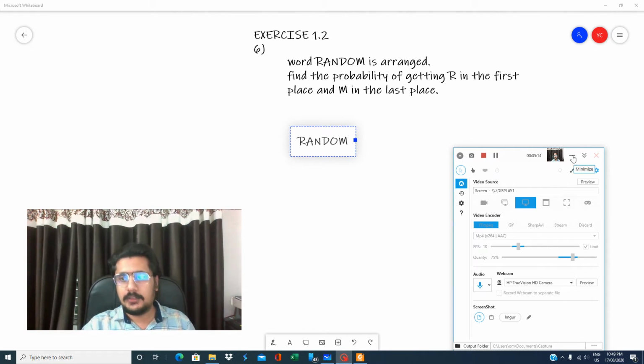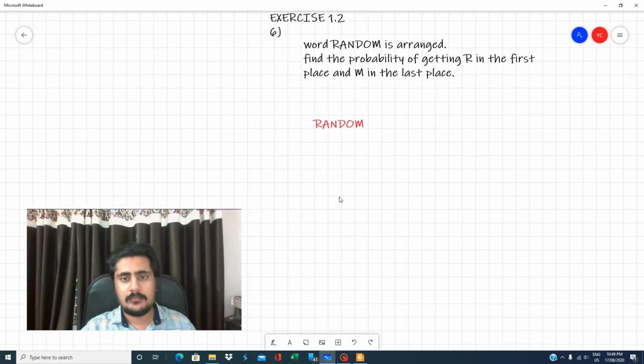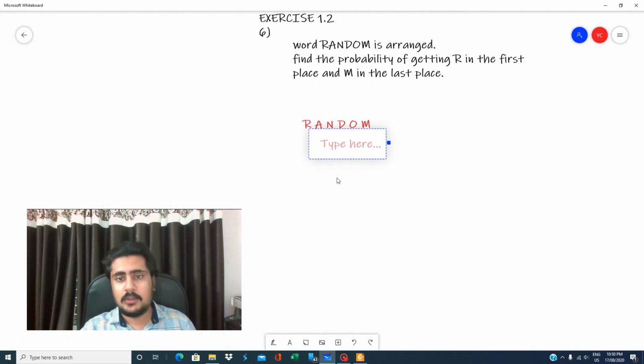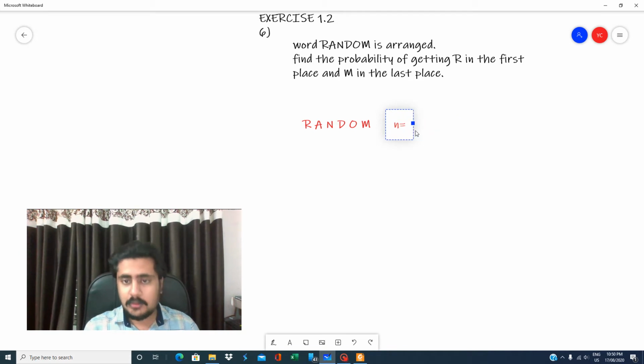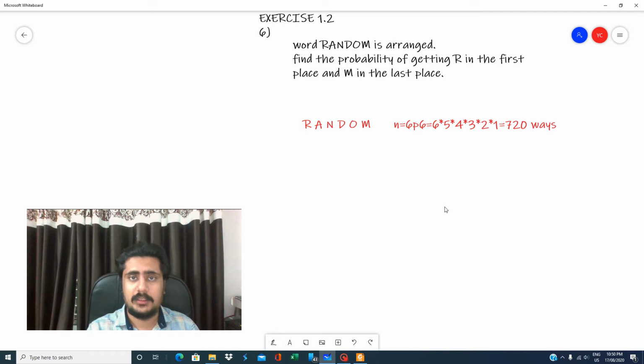So what are the total possible ways to arrange the word random? There are 1, 2, 3, 4, 5 and 6 letters in the word random. So total possibilities are 6P6: 6 letters and 6 places. In how many ways can you arrange this? You can arrange the word random in 720 ways.